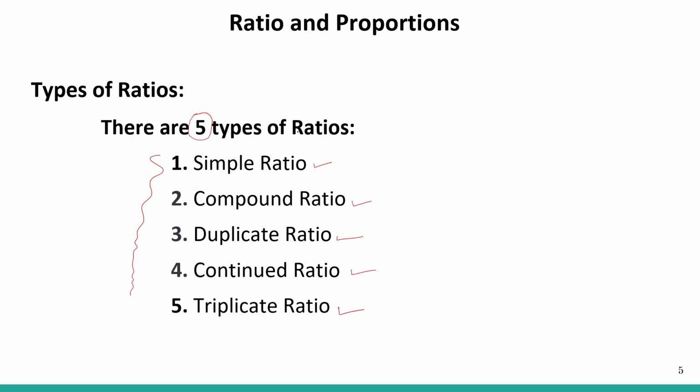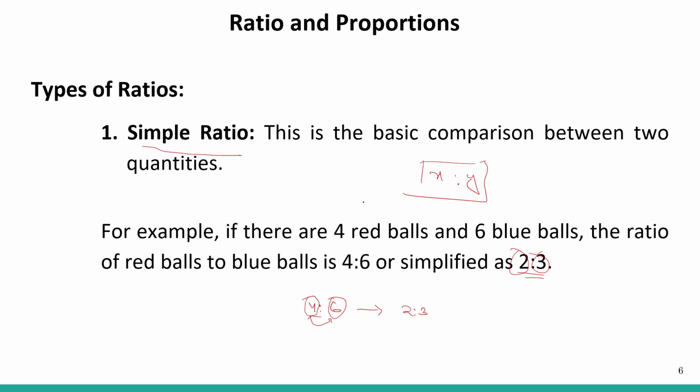There are 5 types of ratios: simple, compound, duplicate, continued and triplicate. A simple ratio is nothing but a basic comparison between two values or quantities. For example, 4 by 6 has the simplified version 2:3. So 2:3 will be called a simple ratio.